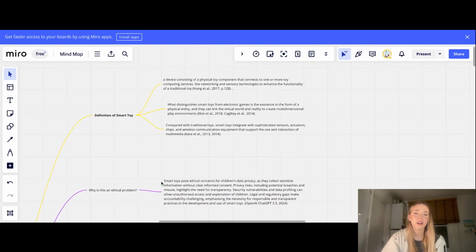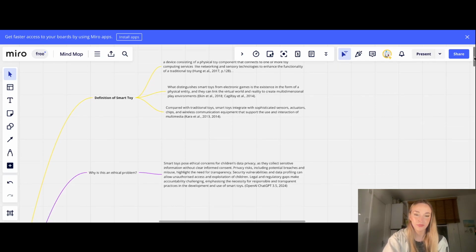So smart toys are devices consisting of a physical toy component that connects to one or more toy computing services like networking and sensory technologies to enhance the functionality of a traditional toy. What distinguishes smart toys from electronic games is the existence in the form of a physical entity, and they can link the virtual world and reality to create multi-dimensional play environments.